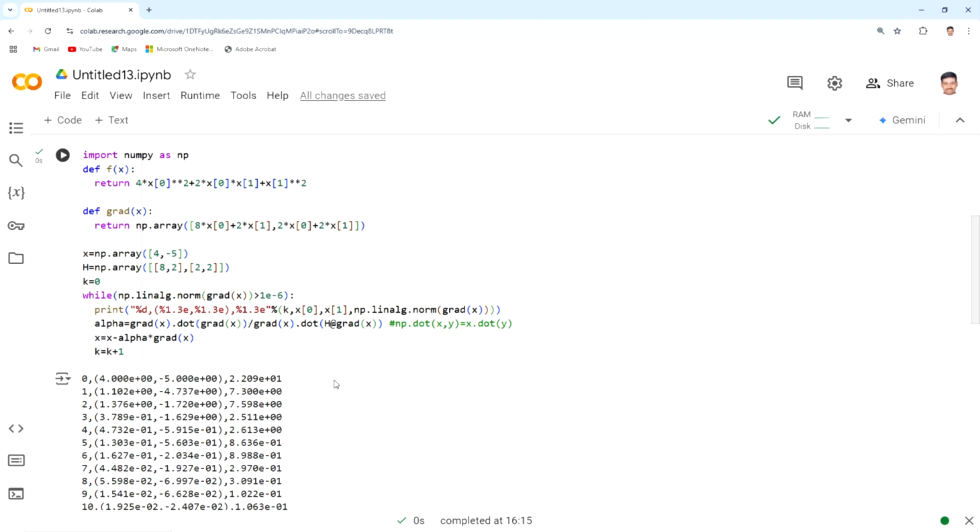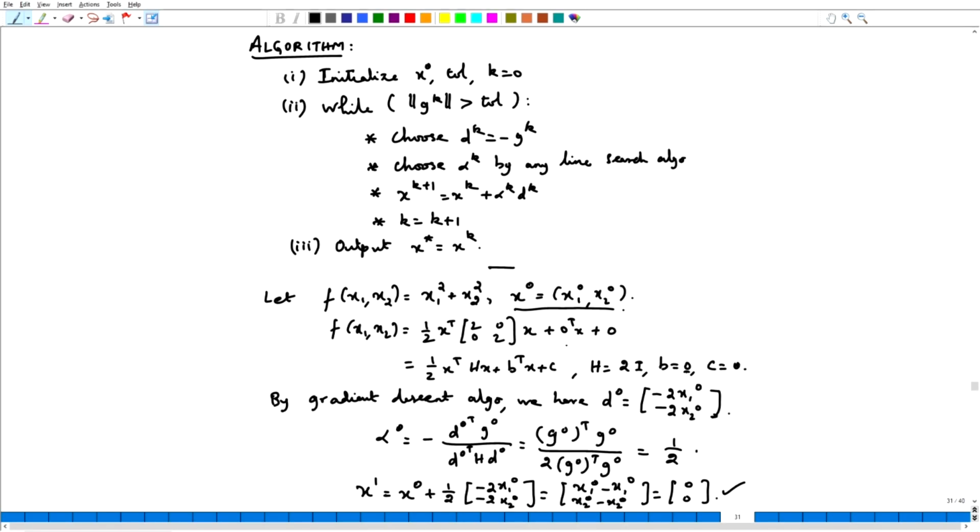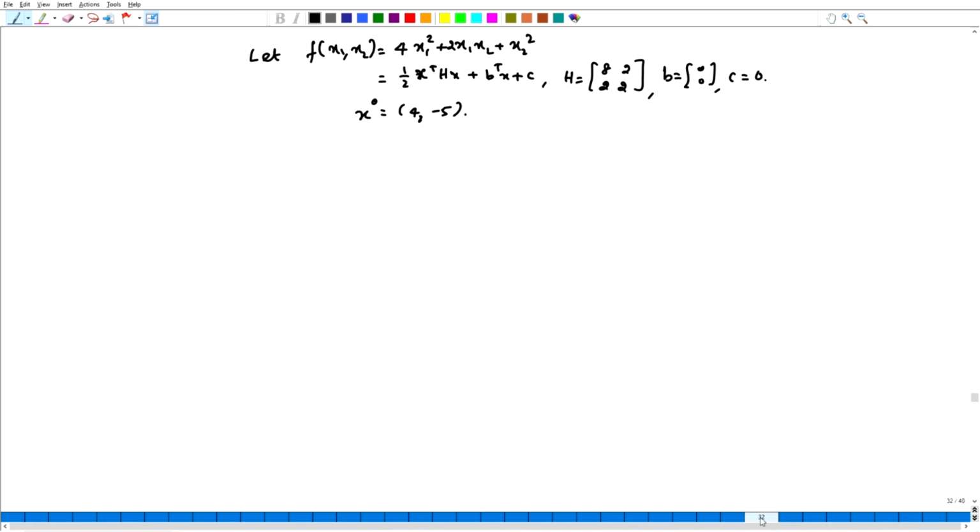Note that when we had x 1 squared plus x 2 squared, we got the answer in one step, but when we twisted f of x a little bit, we made it 4 x 1 squared plus 2 x 1 x 2 plus x 2 squared, the same algorithm has taken 30 steps. So, what this tells us is this algorithm may not be as good as what we perceived it to be.